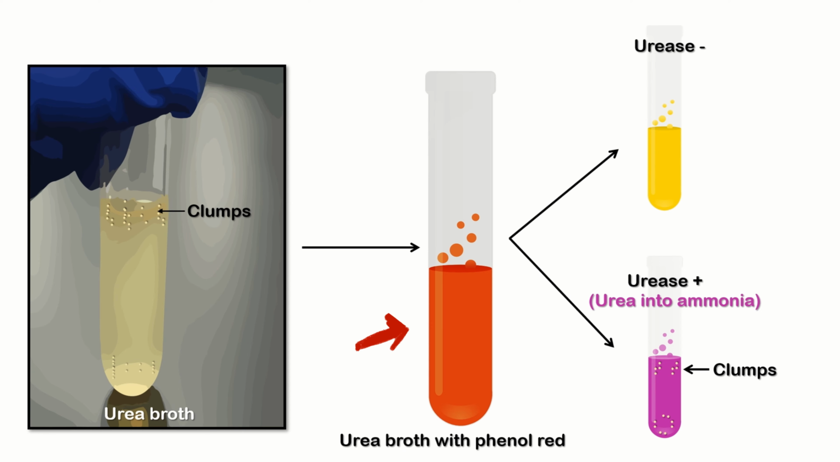If phenol red is added into the urea broth, it will turn red like that. When the bacteria is added and this bacteria has no urease enzyme in it, it will turn back to its original color, and this is termed urease negative bacteria. And when a bacteria is added to this urea broth with phenol red and it has the urease enzyme in it, it will convert urea into ammonia and will turn this red color into pink and will form clumps, maybe at the bottom of the culture tube or maybe floating at the top of the culture tube.